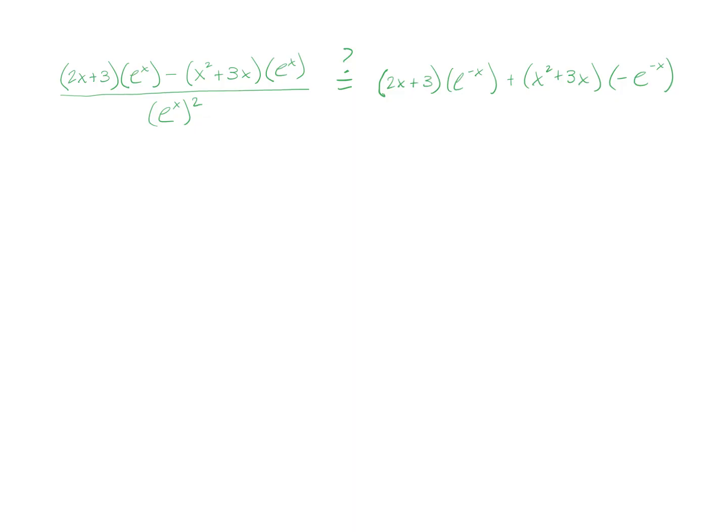They should be. So I am going to rewrite this as 2x plus 3 times e to the x minus x squared plus 3x times e to the x all over e to the 2x. And then I am going to break apart this singular fraction into the sum, or actually the difference, of two fractions that have the same denominator. I call this unadding fractions. It's a common technique.